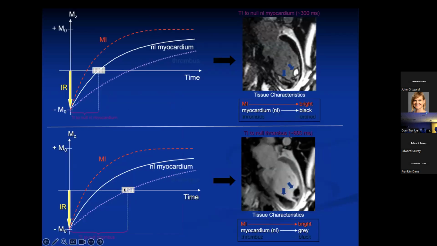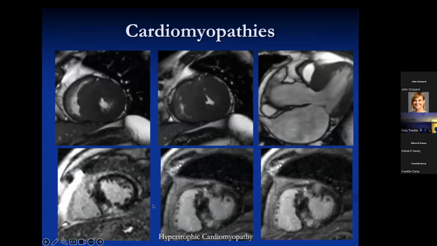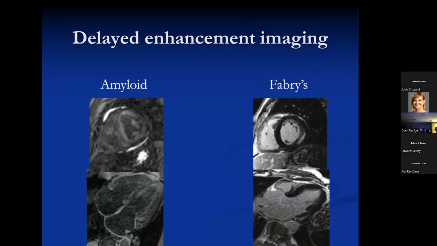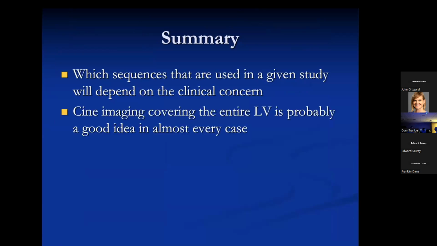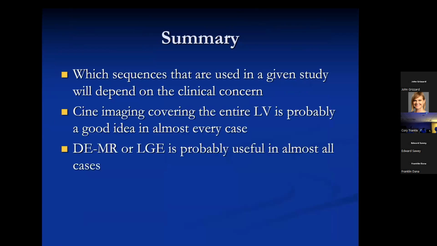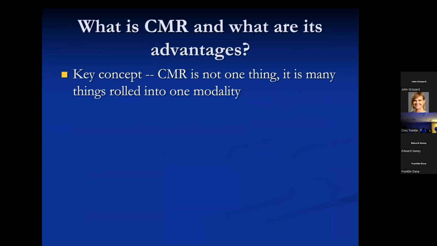I'll just mention that thrombus, when we say we do long inversion time imaging for thrombus, it's so thrombus reaches the null point way later, right? So maybe 500, 600 milliseconds. That's why we use those long TI sequences. We use these for cardiomyopathies, amyloid. So which sequences we use depend on the clinical concern. Probably we ought to always do cine imaging covering the entire LV. Gadolinium is probably useful in almost all cases.